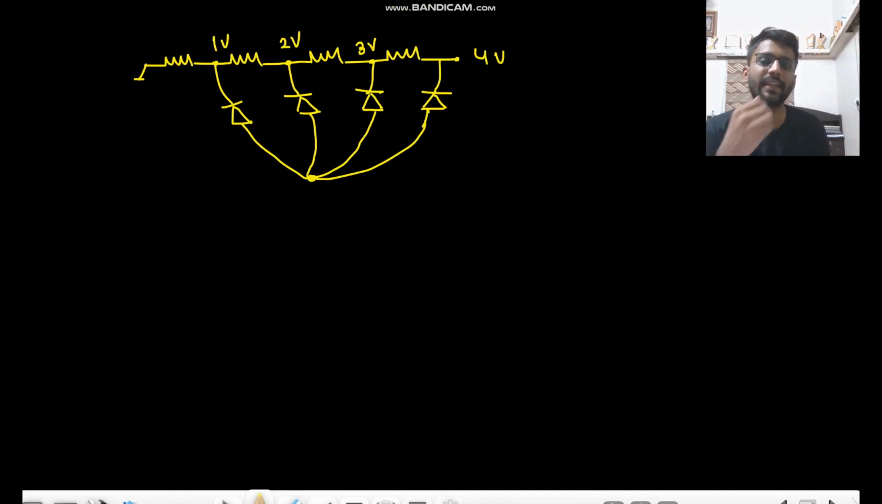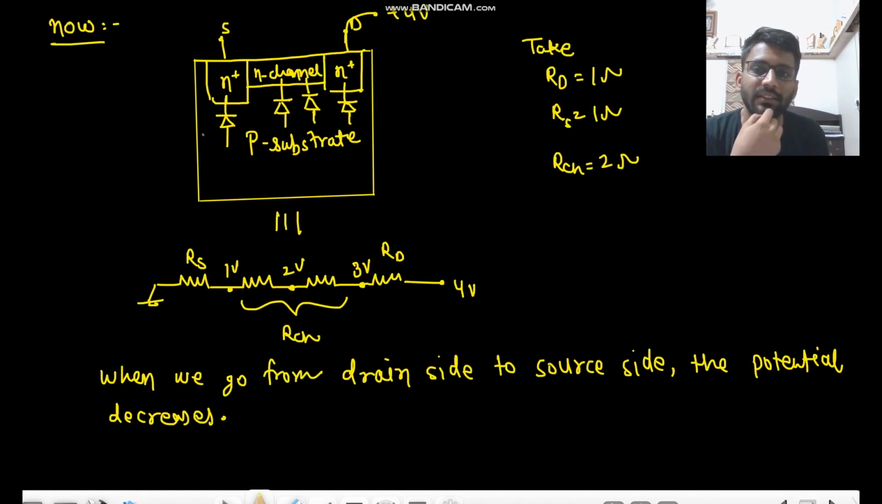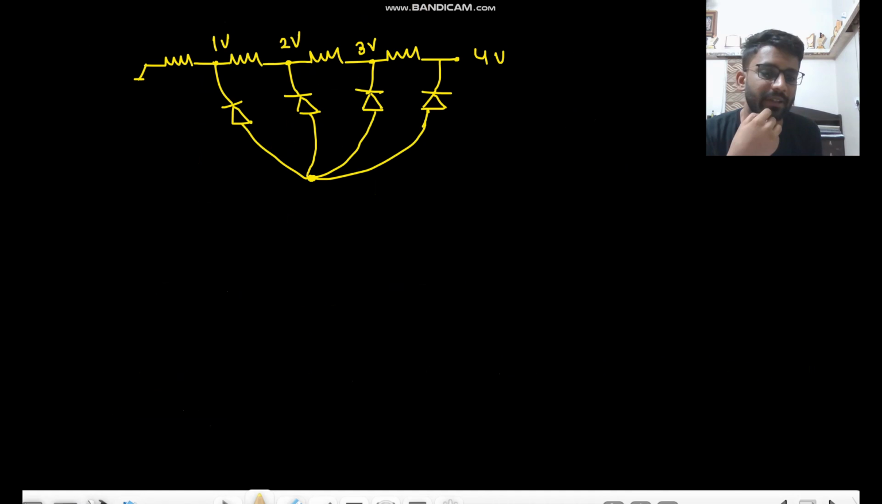So what we see here is that this is the P substrate, so I can write P substrate here. This all was N plus, and this is P, so we can assume a diode here. This will have 4 volt, this will have 3 volt, this will have 2 volt reverse bias, this will have 1 volt reverse bias, and this one won't have any reverse bias. So this will have 1 volt, 2 volt, 3 volt and 4 volt.